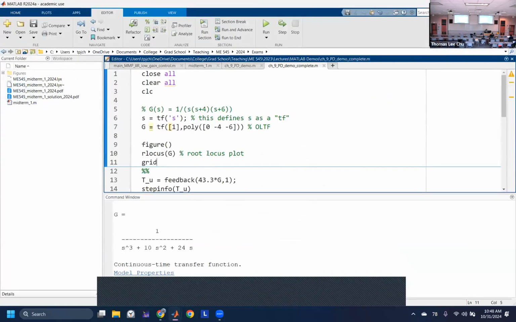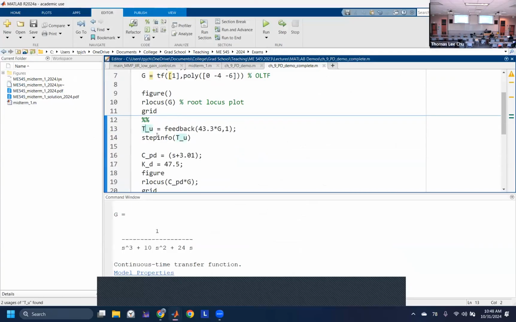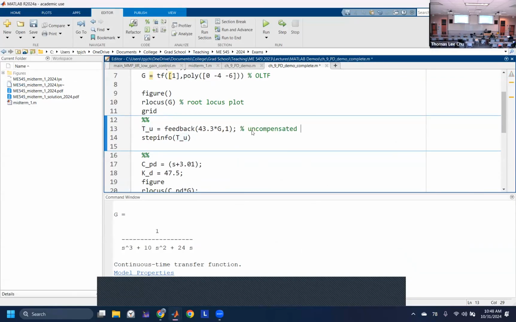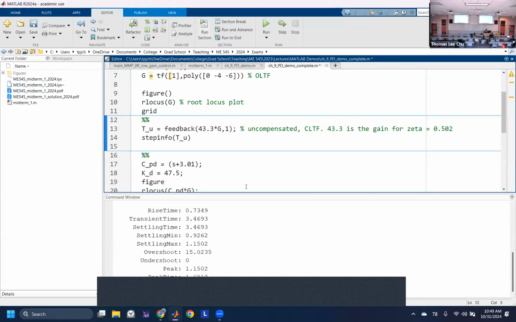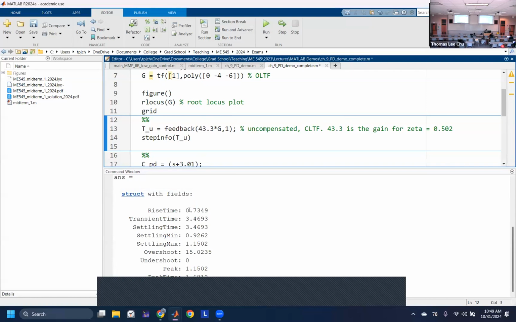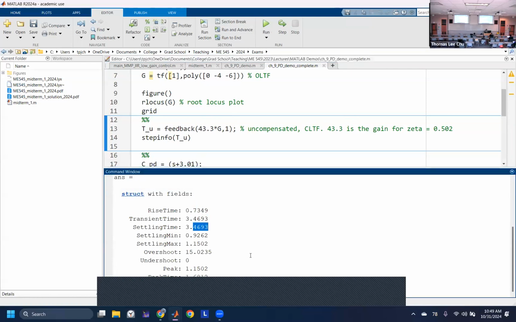So then to create our uncompensated system, TU, what we do is we take our open loop transfer function, multiply it by that gain, and then we create this closed loop transfer function. This is the uncompensated closed loop transfer function. 43.2 is the gain for zeta equals 0.502. So when I run this section and I use stepinfo, instead of doing a step response, it actually just tells me the rise time, settling time, transient time.